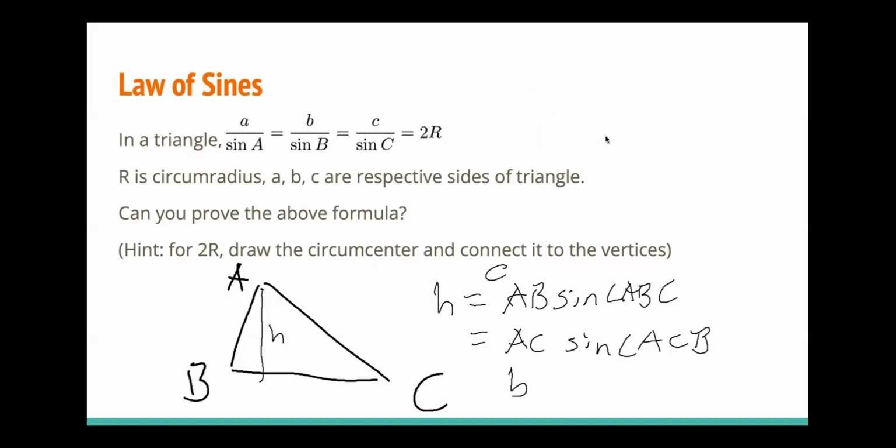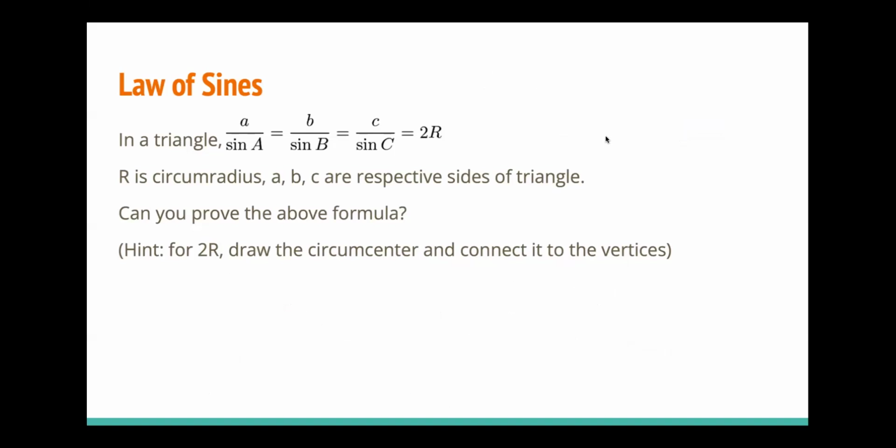All right. So C over sine ACB, or C over sine C, is equal to B over sine ABC, or B over sine B. And if you want to do it for the other ones, you just draw the other height. Okay, and then I'll prove the 2R part as well.